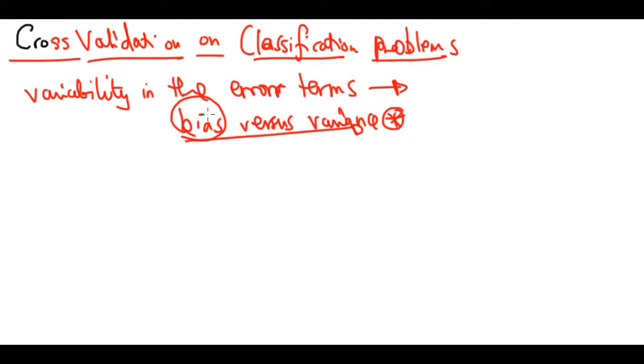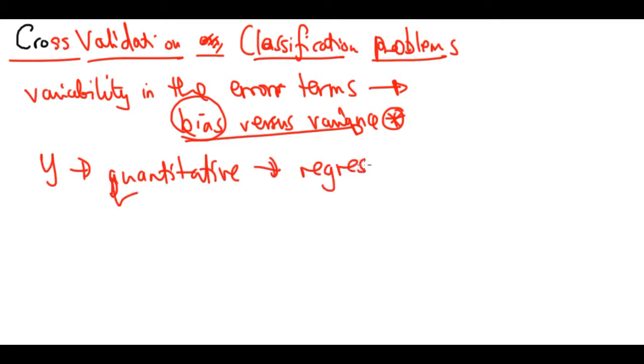So basically, in this video we're going to do cross validation on classification problems, right? So far, when we're doing regression, what was our y? Our y was quantitative. And this led to the regression problems that we are discussing. In the regression setting, we measure our errors by the MSE. That is the one that we use to quantify the error.